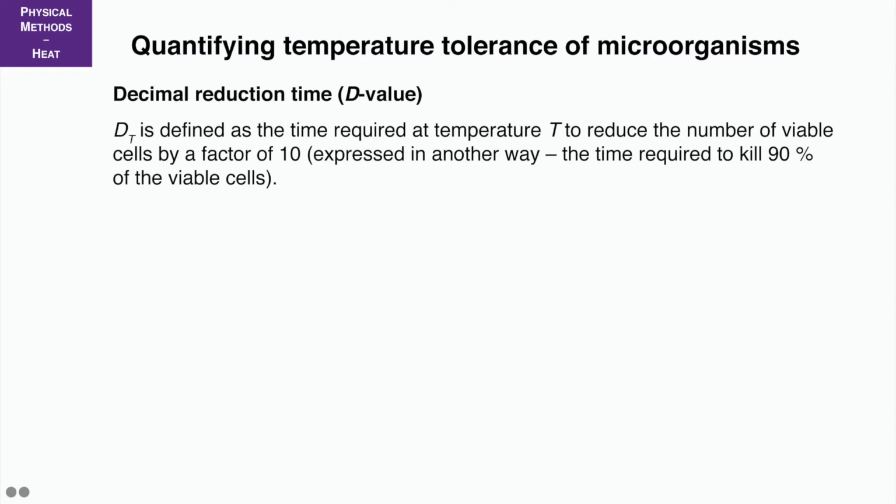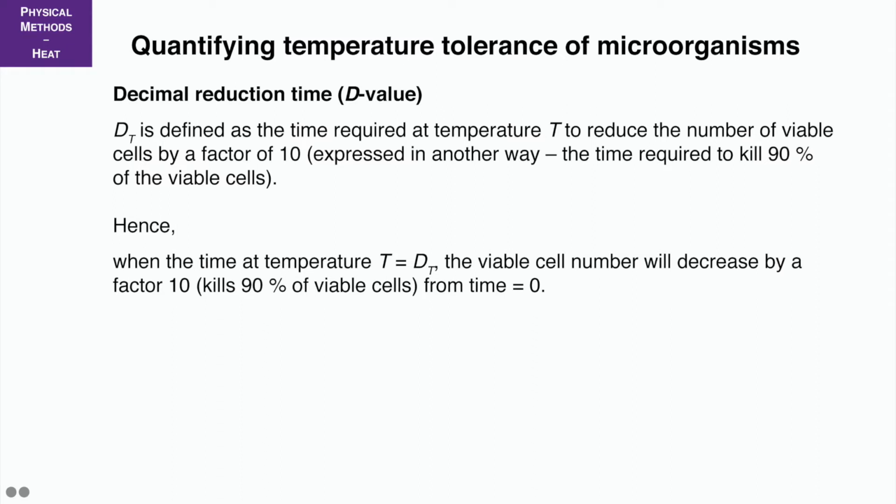The most widely used metric to describe temperature tolerance in microorganisms is the so-called decimal reduction time, or D-value. The D-value is always given for a particular temperature, shown here as subscript capital T. The decimal reduction time at a given temperature is defined as the time required to reduce the number of viable cells of a specific microorganism by 1 order of magnitude, i.e. a factor of 10, which is the same as a 90% reduction in viable cells.